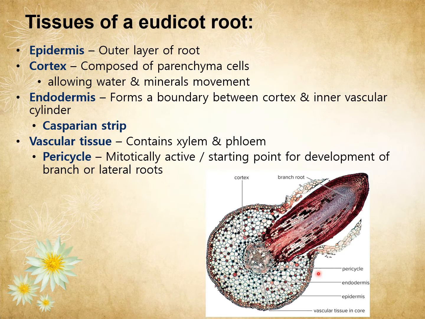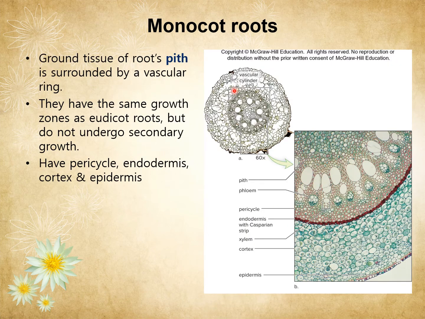And then we go a bit more inside, there is the endodermis. The endodermis is the next single layer of cells between the cortex and the inner vascular cylinder. And then next we have the pericycle. The pericycle is the first layer of cells within the vascular cylinder that continues to divide and is the starting point where branch or lateral roots develop, like this one here in the photo. So this is the branch of the root. This part here is mitotically active. Okay, so that was eudicots.